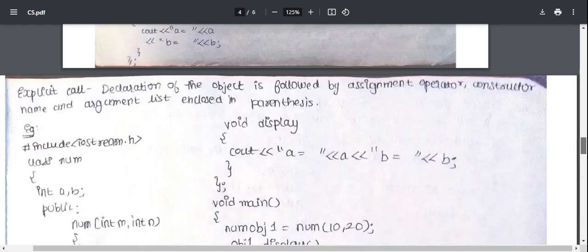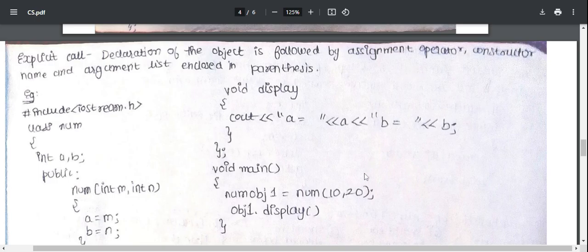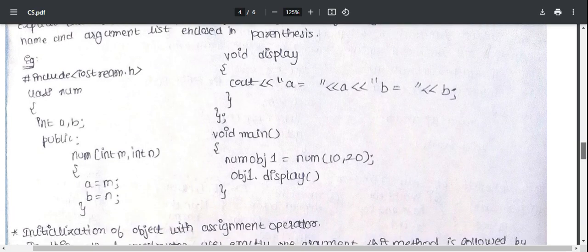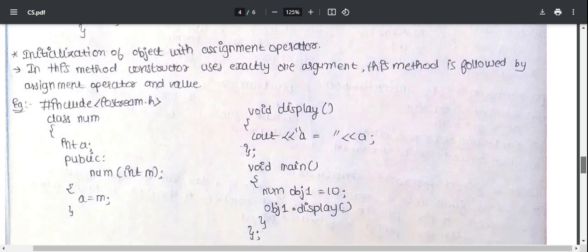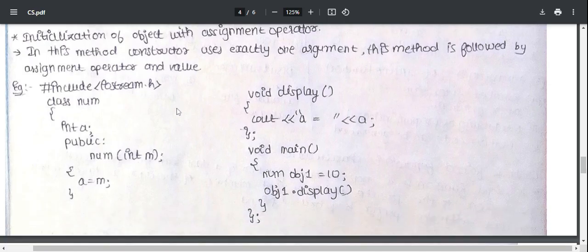but here we have an assignment operator. What is the assignment operator? It is equal to, then the constructor name num, and then 10, 20, that is the argument list. Coming to the next one, object 1 display. Display it. Next, coming to the third method, that is initialization of object with assignment operator.